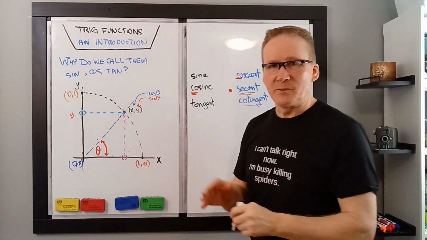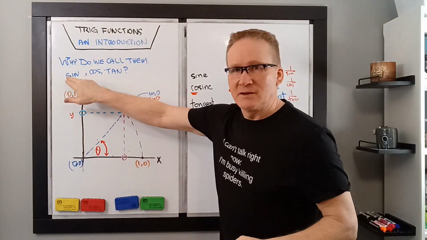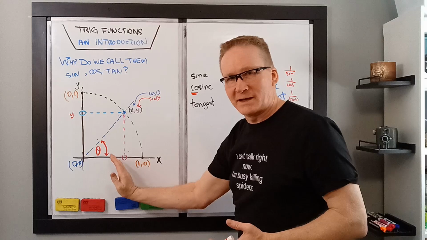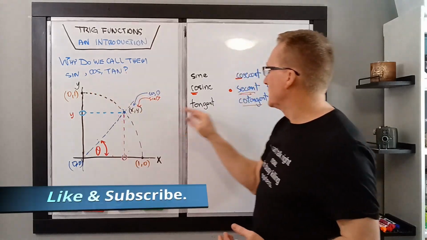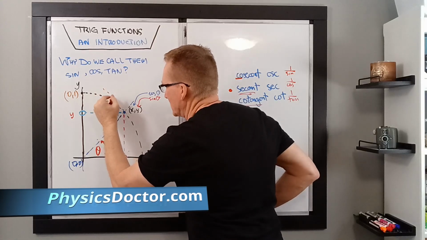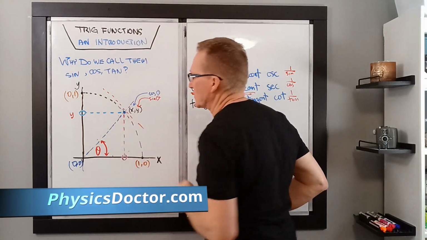Hopefully in this video, it helped you to see how we get the name sine, as we get it from a chord that intersects a circle. The cosine comes from being the complementary function, and the tangent comes from being related to the tangent of the point on the unit circle where that touches.